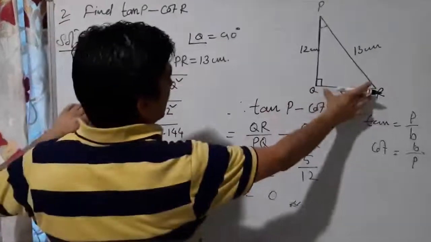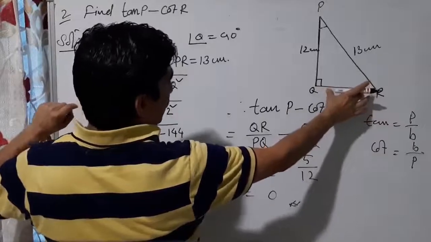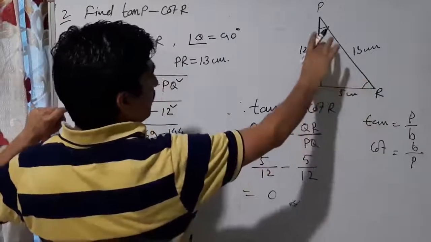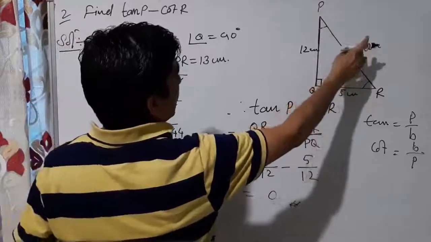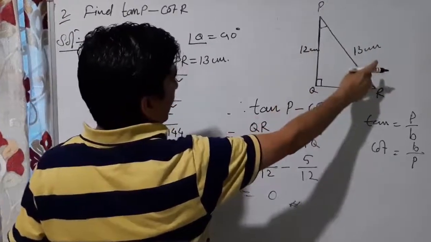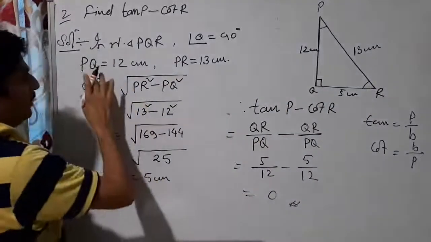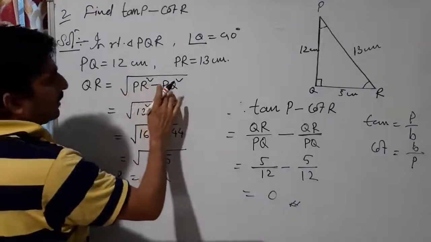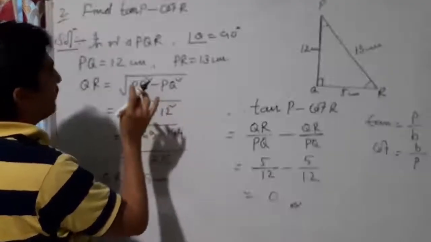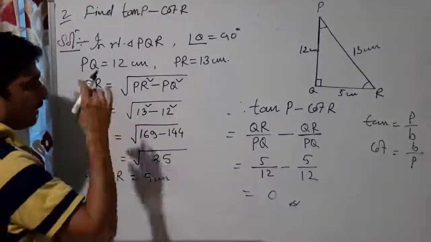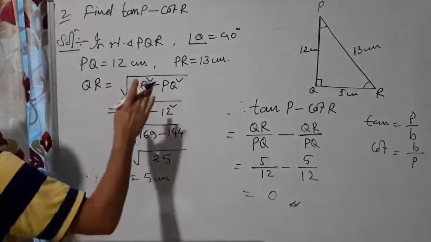We have to find one of the sides, that is QR, which is not given. When we find QR, base or perpendicular, either of these two, we have to subtract from the hypotenuse square. That means one side equals hypotenuse square minus other side square. Only in the case when you find the hypotenuse will there be addition, otherwise there will be minus.